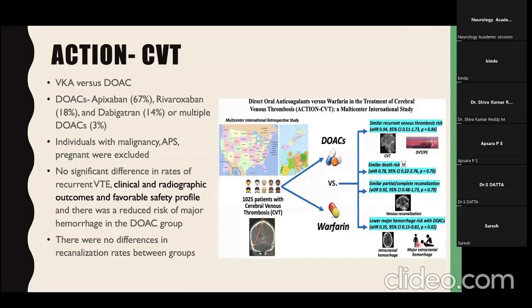The ACTION-CVT trial compared vitamin K antagonists with directly acting oral anticoagulants, apixaban, rivaroxaban, and dabigatran, and also patients on multiple oral anticoagulants. There was no significant difference in the rates of recurrence of venous thromboembolism, or in clinical and radiographic outcomes, and a favorable safety profile, with reduced risk of major hemorrhage in directly acting oral anticoagulants. Here is a snapshot of this study: lower hemorrhage risk with DOACs, while death rate, recanalization rates, and recurrent venous thromboembolism risk were comparable in both arms.